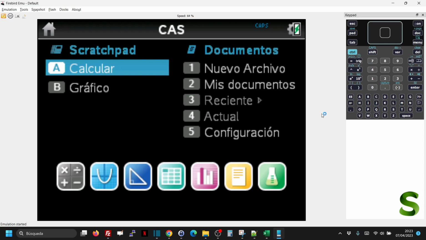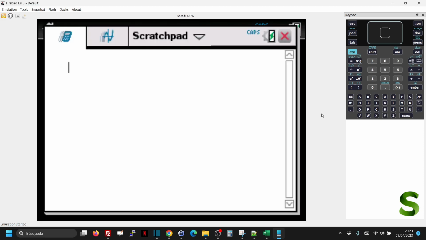Hi, so today we're going to look at how to solve any type of equations in the Texas Instruments calculator, the TI-Nspire type of calculator, the graphic calculator. So what we have to do is open a new page in the calculus mode. So we go here to the calculus mode. I've got it in Spanish, but I'll give you the options in English.